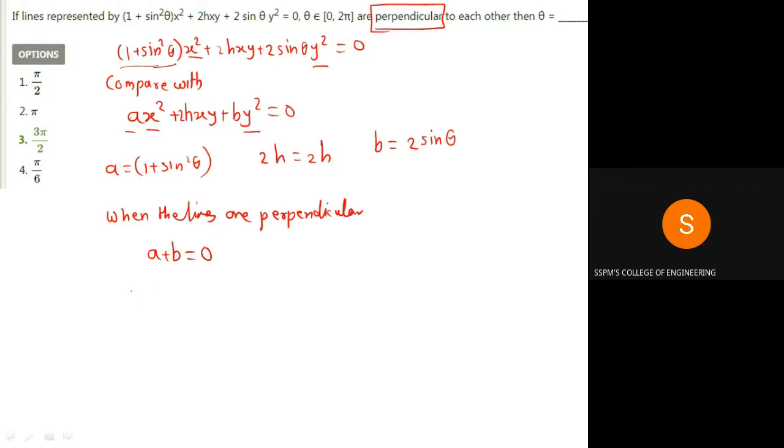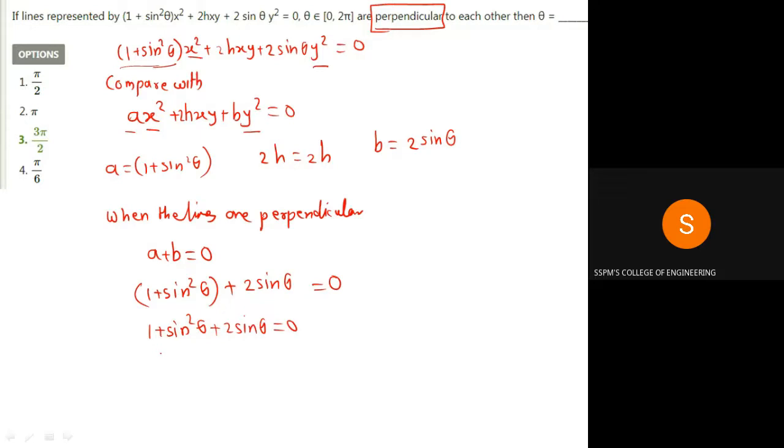So what is a here? It is 1 plus sine square theta plus b. What is b? 2 sine theta. Okay. 2 sine theta is equal to 0. So 1 plus sine square theta plus 2 sine theta is equal to 0.